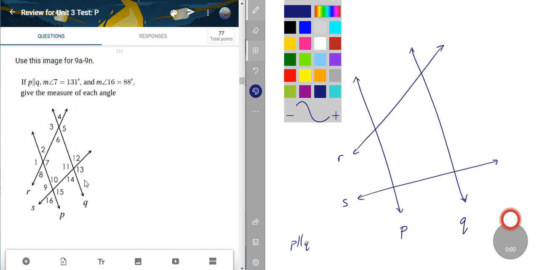All right, so we want to find the measure of angle 7 is 131 degrees. Measurement of 7 is 131 degrees. 16 is 88 degrees. And let's see, find the measure of everything else. All right, so I'm going to keep blue kind of be our default. We know that this is parallel to this. And let's go find everything else.